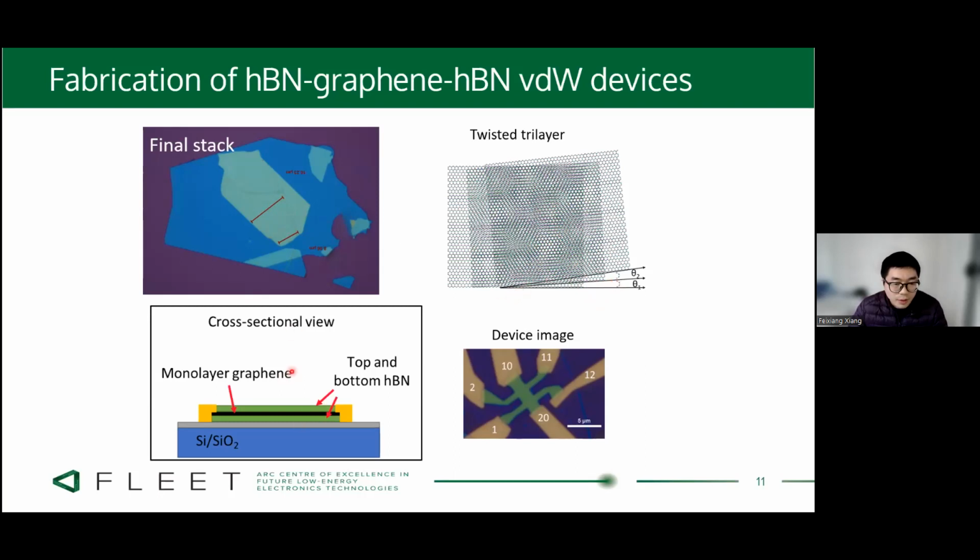This figure shows the schematic diagram, and we use E-beam lithography and dry etching to etch down the stack into a Hall bar structure for transport measurement.